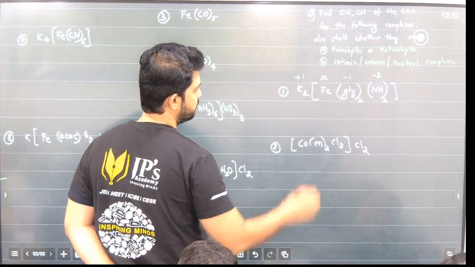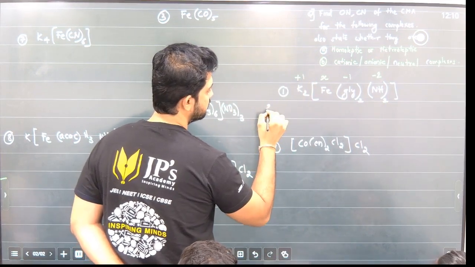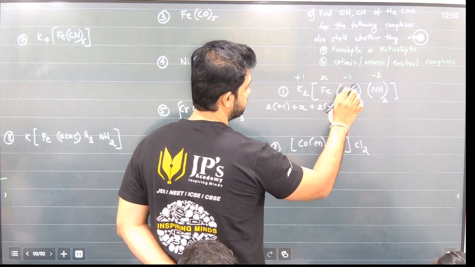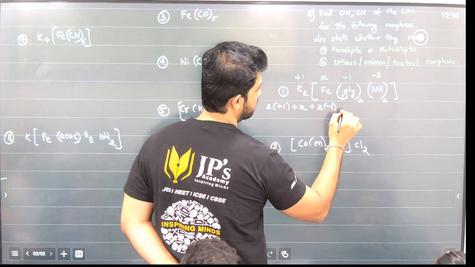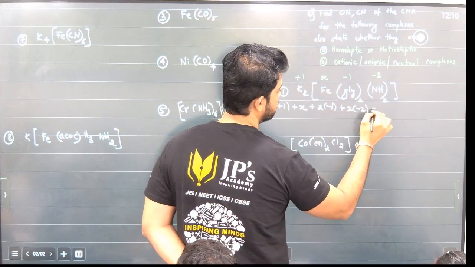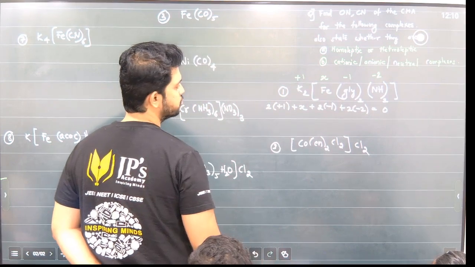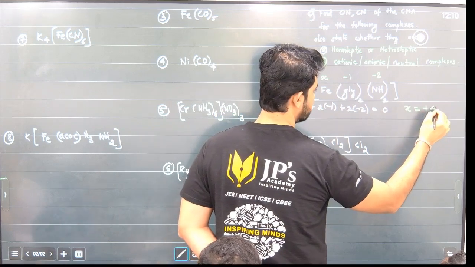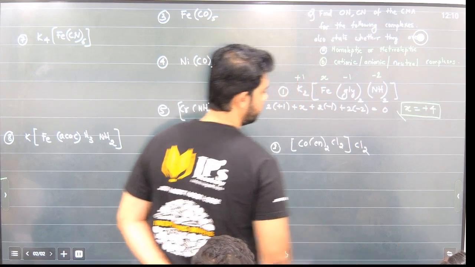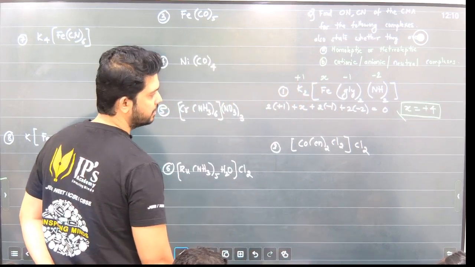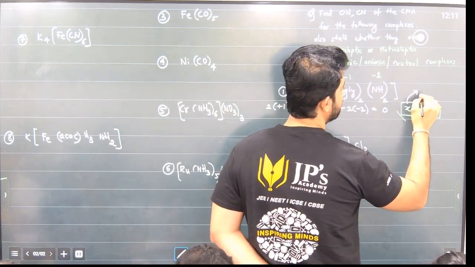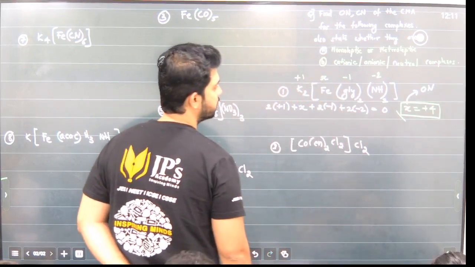Now find X for me. So what do you get, people? 2 into plus 1 plus X plus 2 into minus 1 and plus 2 into minus 2, and the overall 0. So how much is X when you solve this? X is equal to plus 4. Did you people get that? Now that is how you find it. So what is this X? Oxidation number.